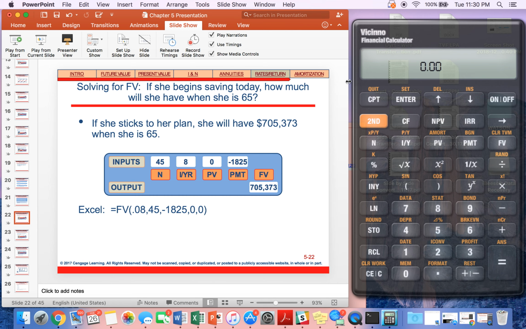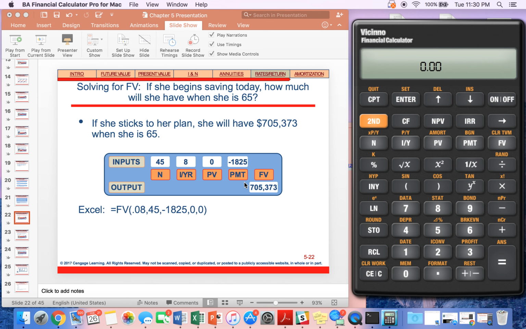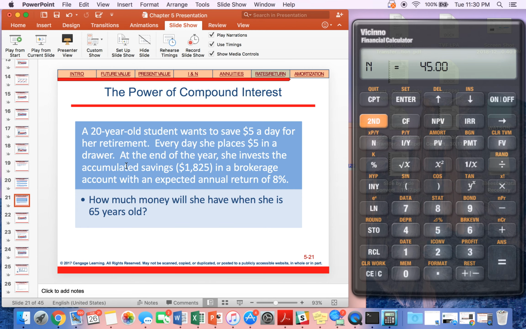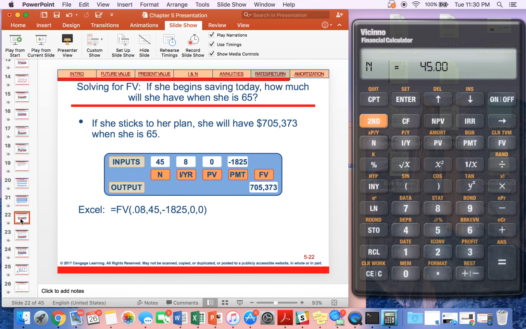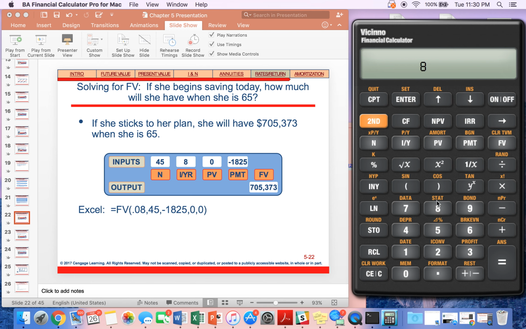Let's break the question down. If she's 20 today and she wants to retire at 65, she has a 45-year time horizon to invest her money. So we're going to plug in 45 as our N, and make sure again that we're not dealing with an annuity due here. We didn't say anything about that, so our calculator is in end mode. We know that because it says at the end of the year, she invests the accumulated savings, not at the beginning. So we want our calculator in end mode. She is investing this in a brokerage account at 8%, so we're going to plug in 8% into our interest.